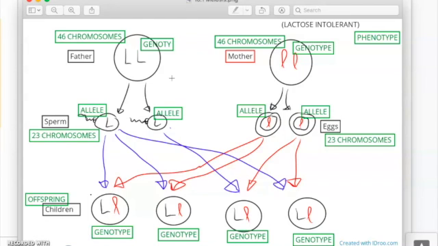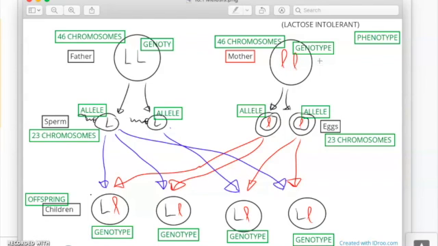What is his phenotype? His phenotype would actually be normal. He is lactose tolerant. The mother is lactose intolerant, and she has two of these recessive alleles. That does tell you that this is a recessive inheritance pattern for lactose intolerance because of those two recessive alleles that she has in her genotype.